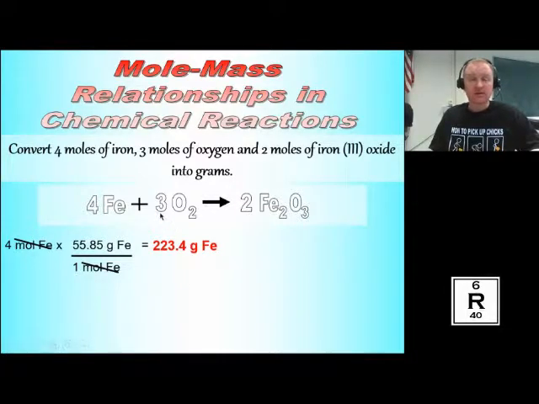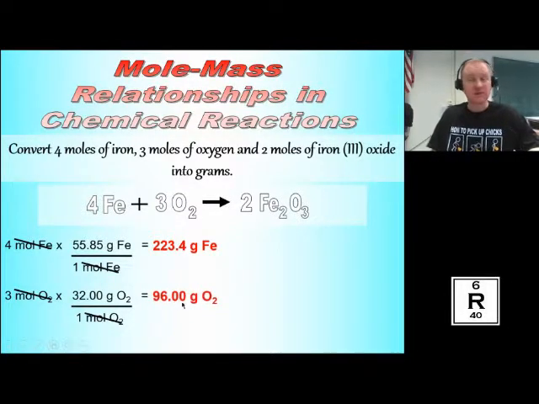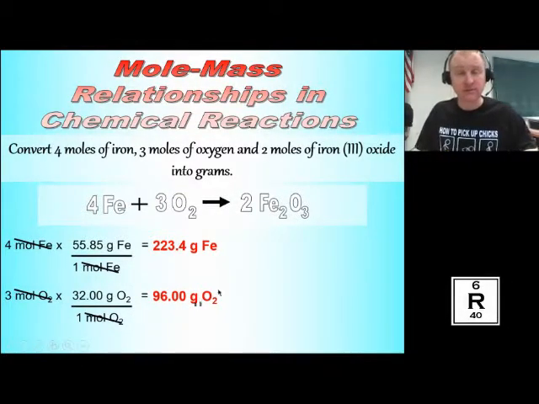The second one, let's convert 3 moles of oxygen into grams. So 3 moles of oxygen, and oxygen consists of O2, which means that there's 2 oxygens. The molar mass of O2 is the sum of an oxygen plus an oxygen. So please set it up this way. So 3 moles of oxygen times the molar mass of O2. And when we do that, you come up with 96.00 grams of oxygen.